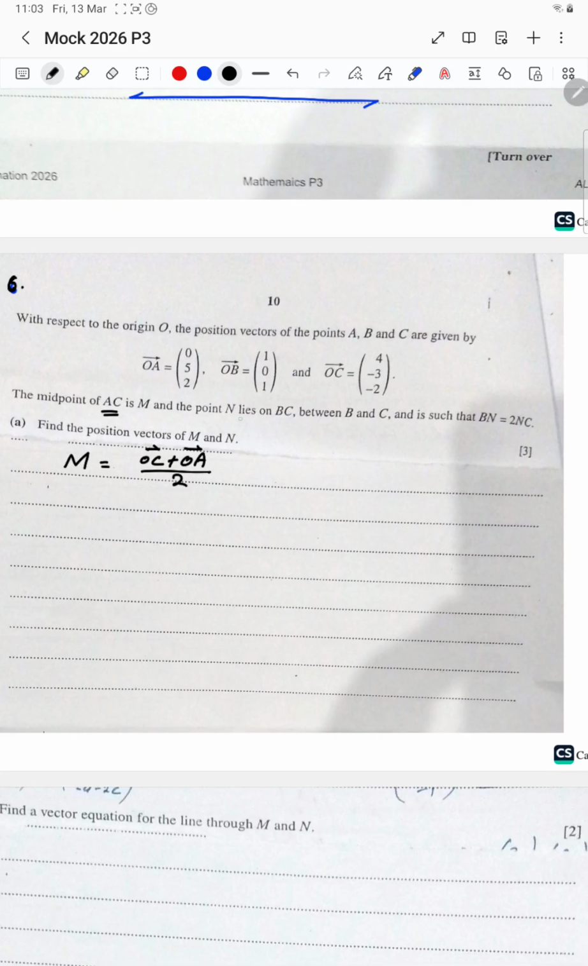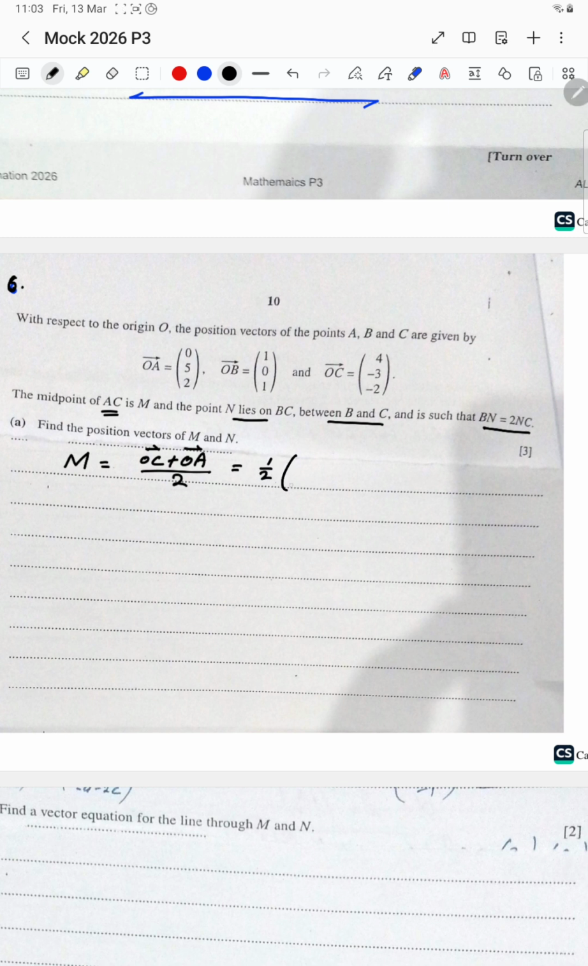And N lies on BC, between B and C, and is such that BN is equal to 2 of NC. Find the position vectors of M and N. Okay, first of all we need to get the position vectors of M and N. We don't know the position, so as per the rule, this is OC.